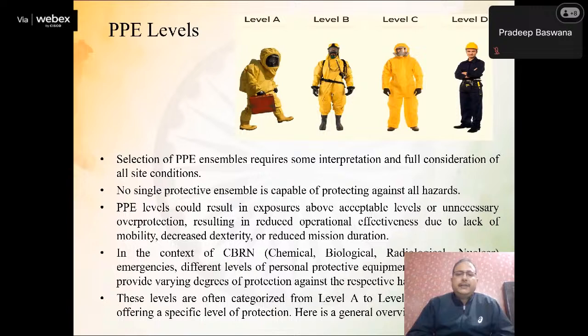In the context of CBRN emergencies, different levels of PPE are used to provide varying degrees of protection against the respective hazards. These levels are often categorized from level A to level D. We have discussed this before, but we will discuss it again in the next slide, with each level offering a specific level of protection. Here is a general overview of all levels.